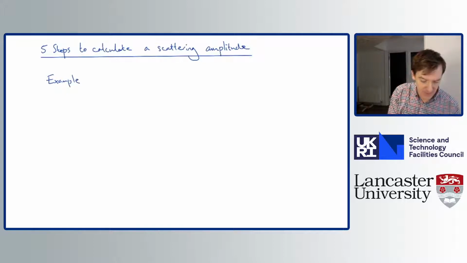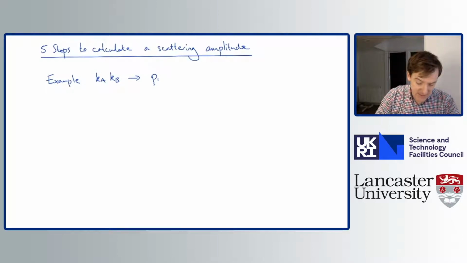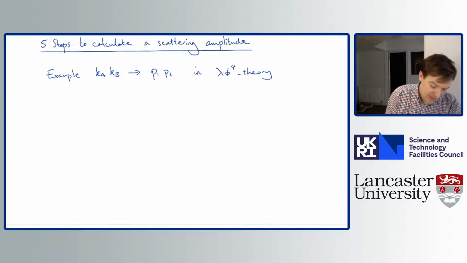So the example that we've already been considering, where we have 2 particles labeled by their momenta, k_a and k_b, scattering into the states p1, p2. And let's do it in this phi to the 4 theory, that obviously includes interactions. Okay, so as I said, 5 steps to follow.